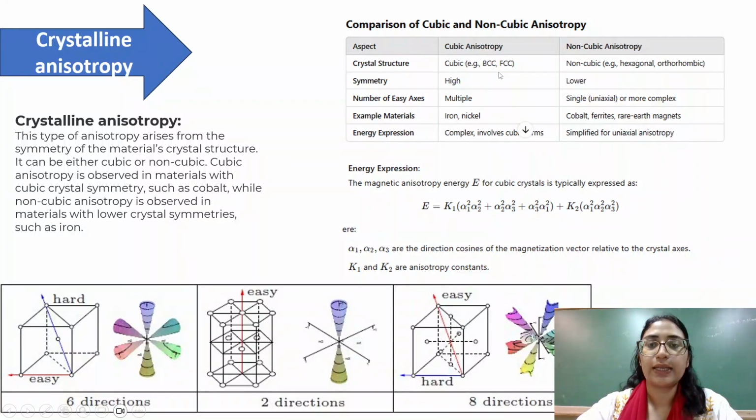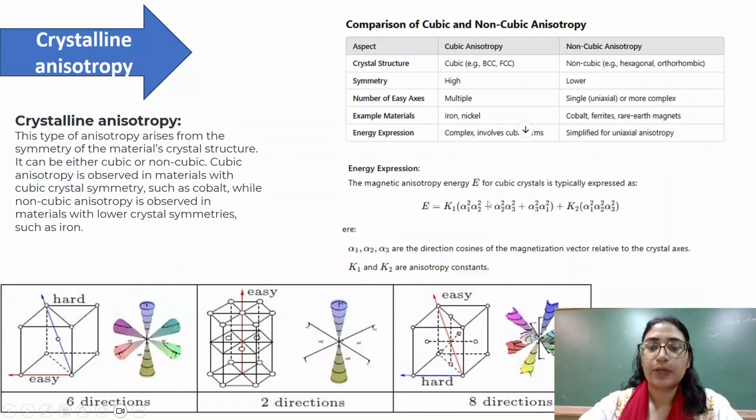They have higher anisotropy as compared to the non-cubic symmetry, where the anisotropy is lower as compared to the cubic, because here we have multiple easy axes as compared to the non-cubic anisotropy. The examples for cubic are mostly iron or nickel, and for non-cubic the examples are cobalt and mostly rare earth elements.